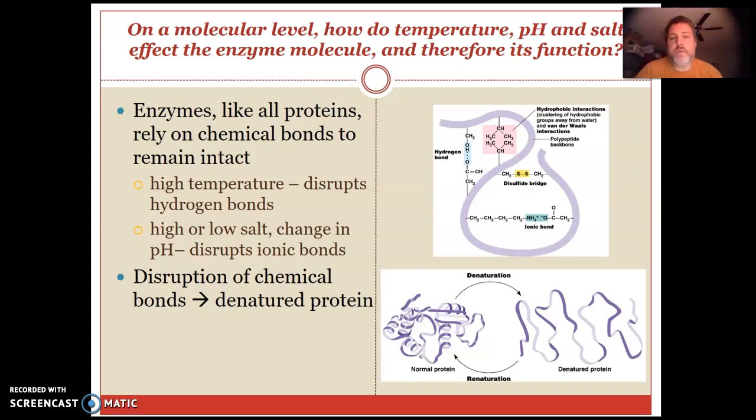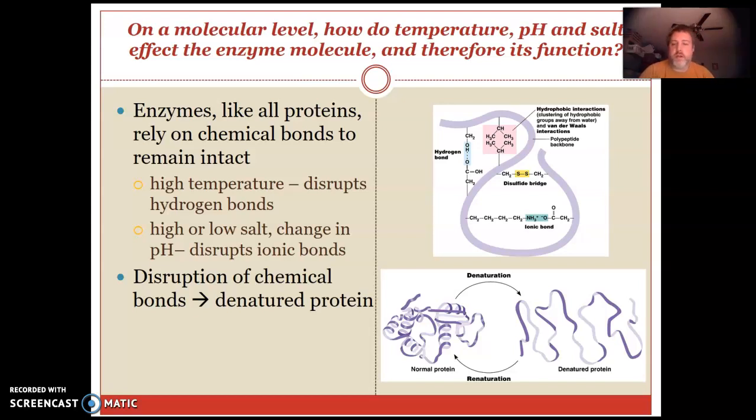So how do temperature, pH, and salt affect the actual molecule, and so affect its function? Enzymes rely on chemical bonds to remain intact. High temperatures will disrupt the hydrogen bonds. That causes a lot of unfolding in the protein. And remember with proteins that their function is based on their structure. So if you change how they're folded, you change how they work or whether or not they'll even react.